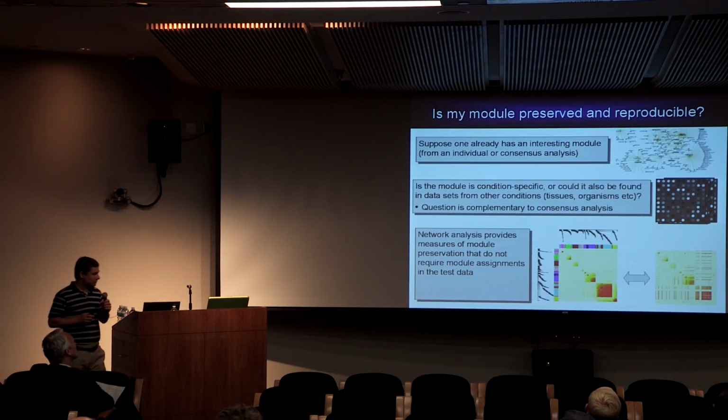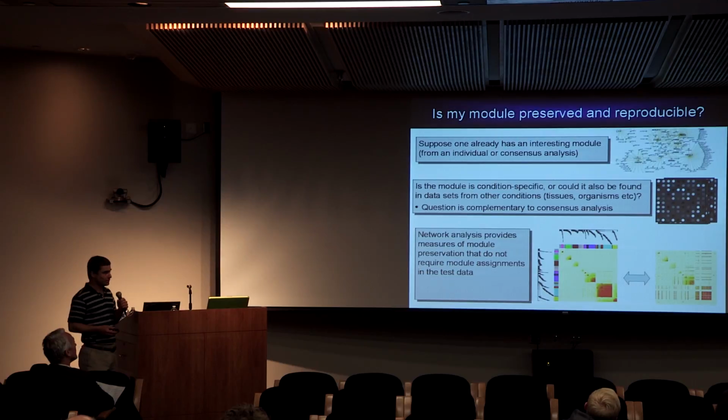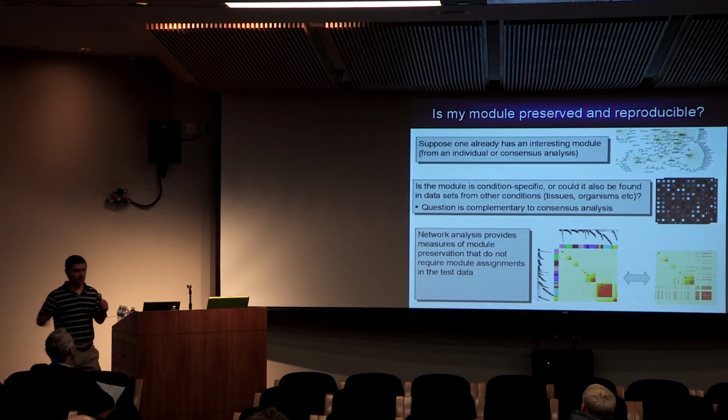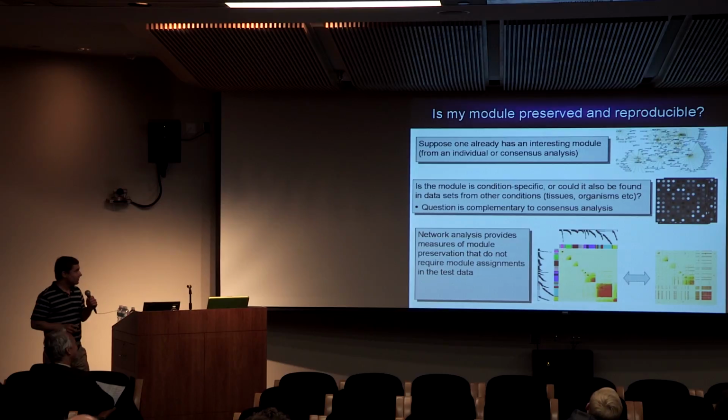There's a complementary question that people often ask, which is that sometimes you already have an interesting module from your analysis, and then you submit the article, and then the reviewer says, oh, but there's another data set that's very interesting, and if you don't find that module in the other data sets, I'm not going to let your paper be published in this journal.